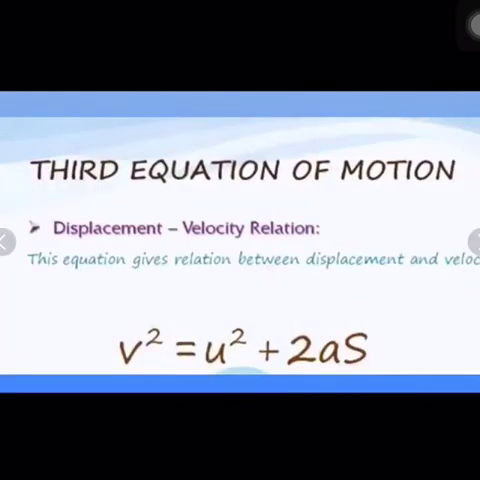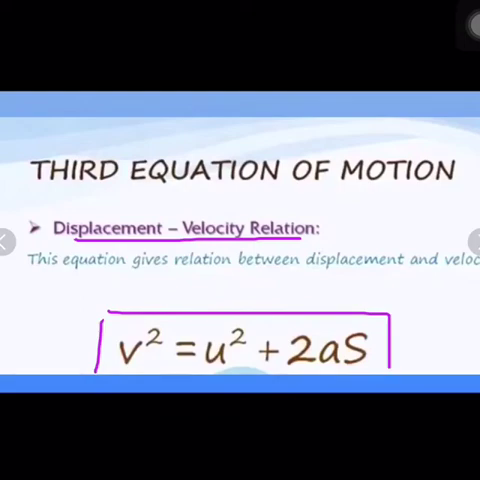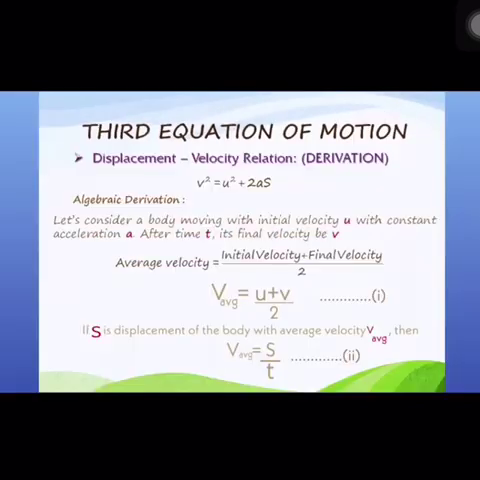Now let us come to the third equation of motion. The third equation of motion is also known as the displacement velocity relation. This equation gives the relation between displacement and velocity and is given by v square is equal to u square plus 2as, or it can also be written as v square minus u square is equal to 2as.